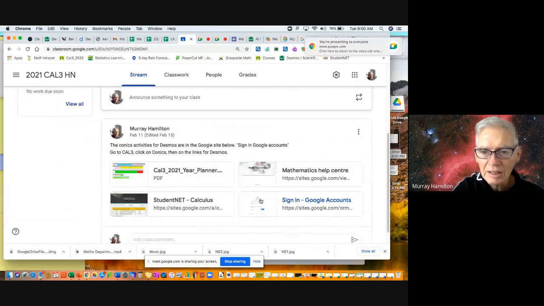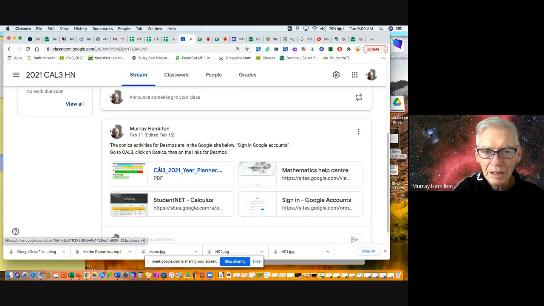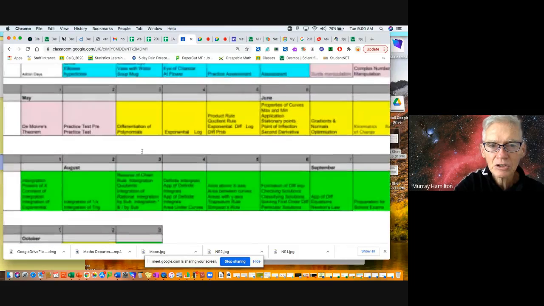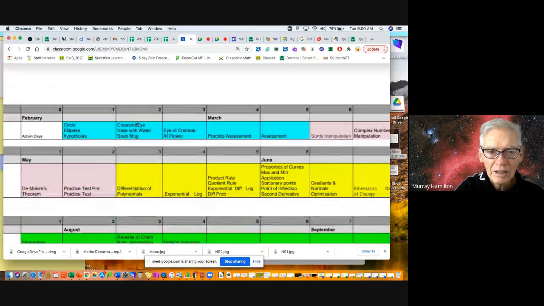When you go to the year planner, it tells us where we should be. We are now working in week 2 on here. It's actually week 3, but we should be doing the crescent eye, the vase with water, and the soup mug. But today I'd like to go over this section on hyperbolas, because I see some people have struggled with that, and I want to show you some good quick tips to help you do the generalization, which you will need for the excellence part in your assessment.